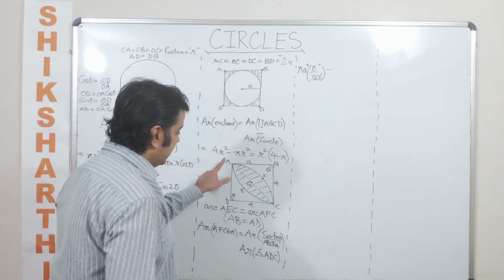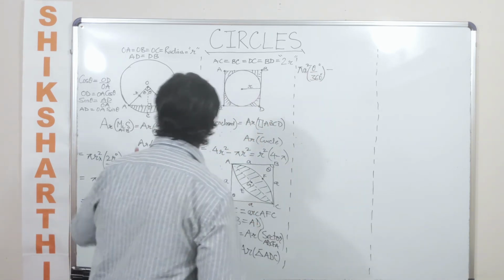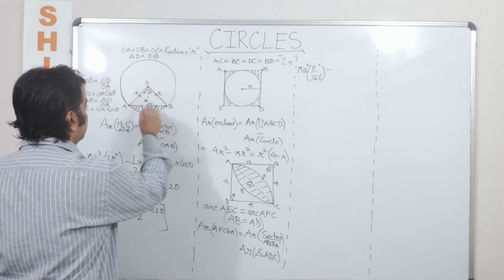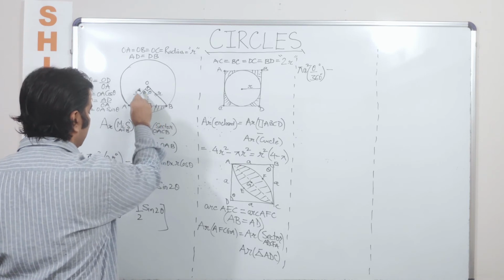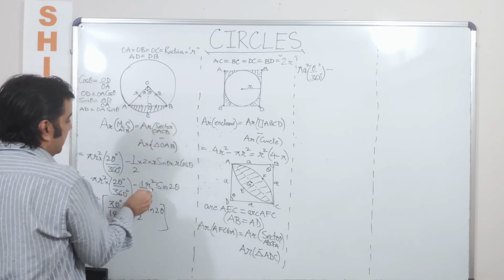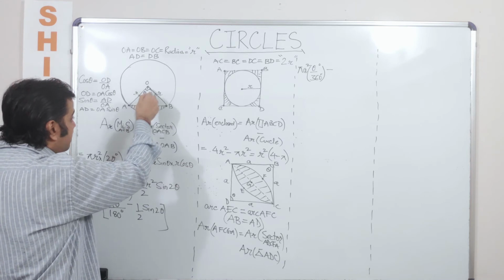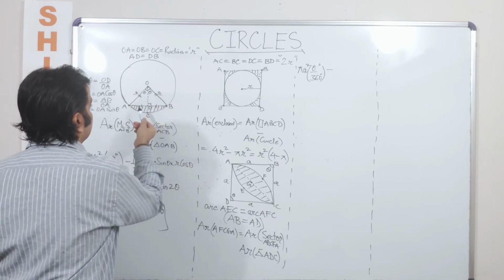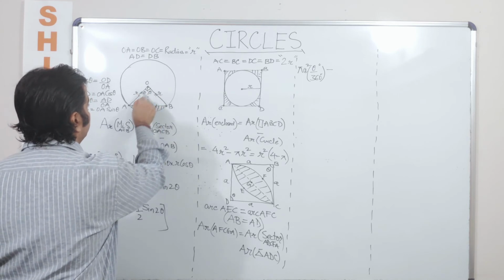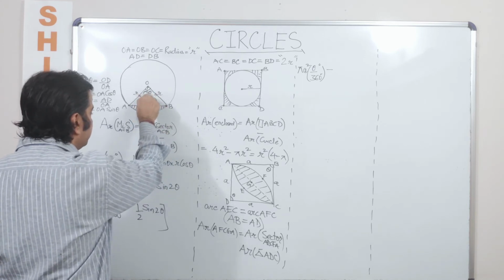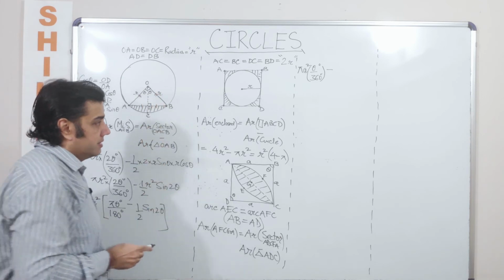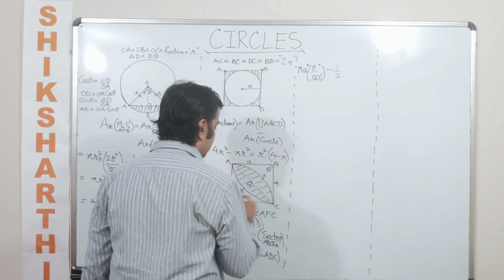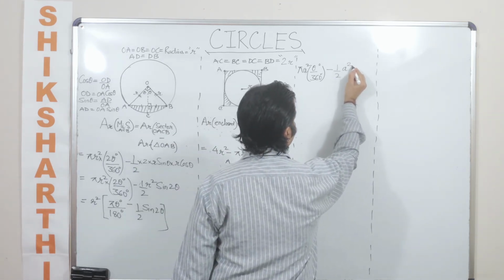From here I need to subtract the area of this triangle, and we know now that the area of the triangle OAB is nothing but half r square into the angle between it. Which angle? The angle between these two sides. So it is just like saying half into the product of the sides into sine of the angle between the two sides. So in this case it becomes half of a square sine theta.